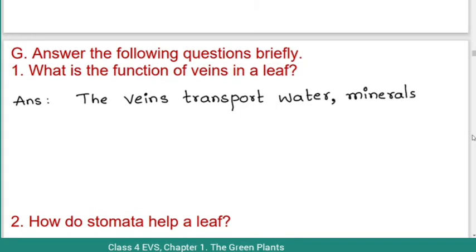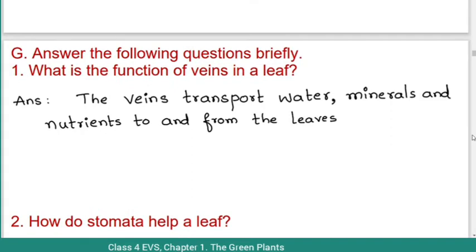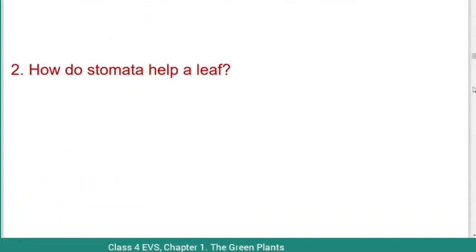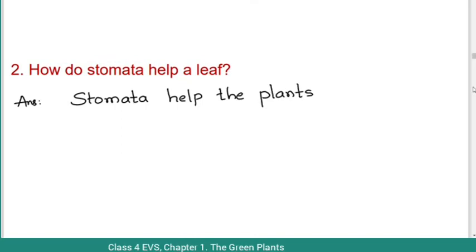The veins transport water, minerals and nutrients to and from the leaves of a plant. Second one, how do stomata help a leaf? Stomata help the plants to breathe.